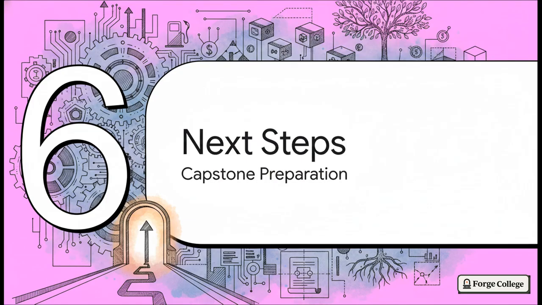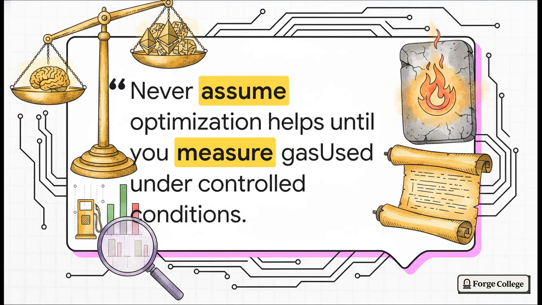Section 6. Next steps and capstone. Let's wrap up our experiment and look at how this prepares us for the next stage of the curriculum. I want you to burn this quote into your memory. Seriously, this is the golden rule of Ethereum smart contract development. Never assume an optimization helps until you measure gas used under controlled conditions. I've seen it so many times. Sometimes what looks like an optimization in Solidity actually creates more overhead for the EVM. Rely on empirical data, never just on speculative coding.